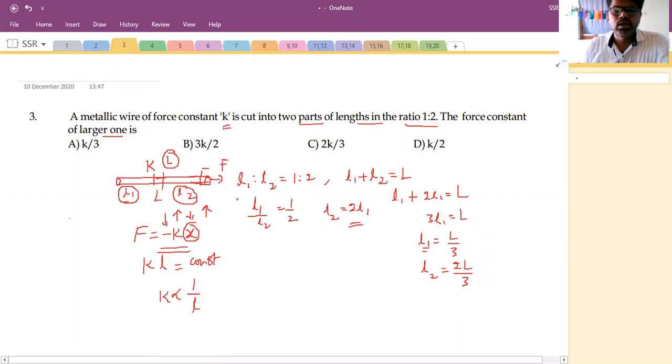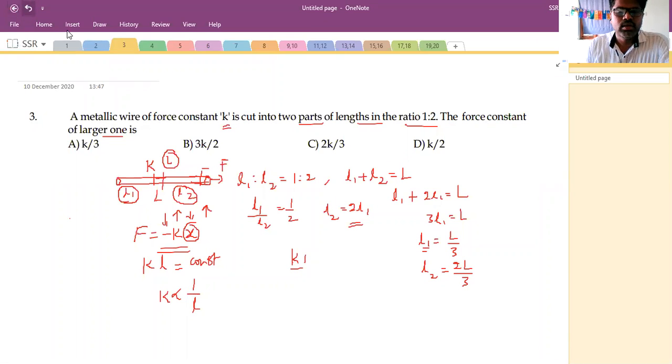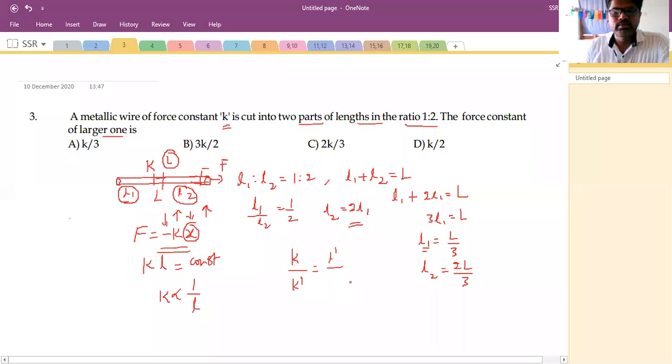Suppose what is said, strain, change in length to original length, that depends on the initial length, how much, and force constant. Then you can take directly K1 by K2, or you can write K value we know already. Let us say initial length L with K value. Then you can write K by K dash is equal to L dash by L, inversely related. Then suppose that L dash is related to L2, because longer part, no? That is 2L by 3.